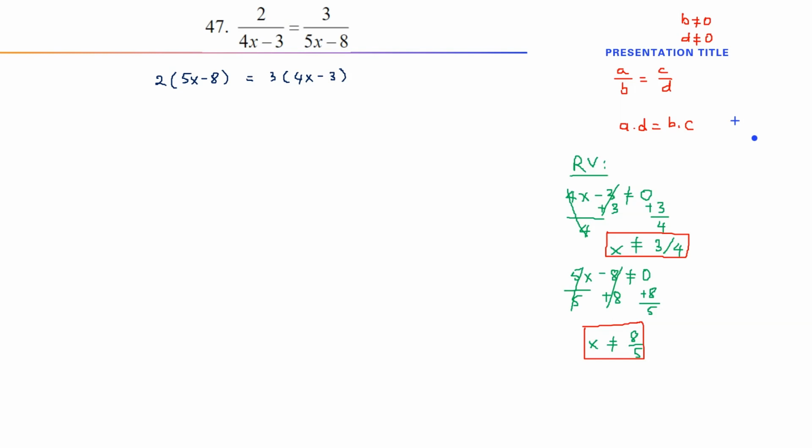Now continue with this one. 2 times 5x is 10x, minus 2 times negative 8 is negative 16. 3 times 4x, that's 12x, minus 3 times 3 is 9. We subtract 10x from both sides. Then we add 9 to both sides.